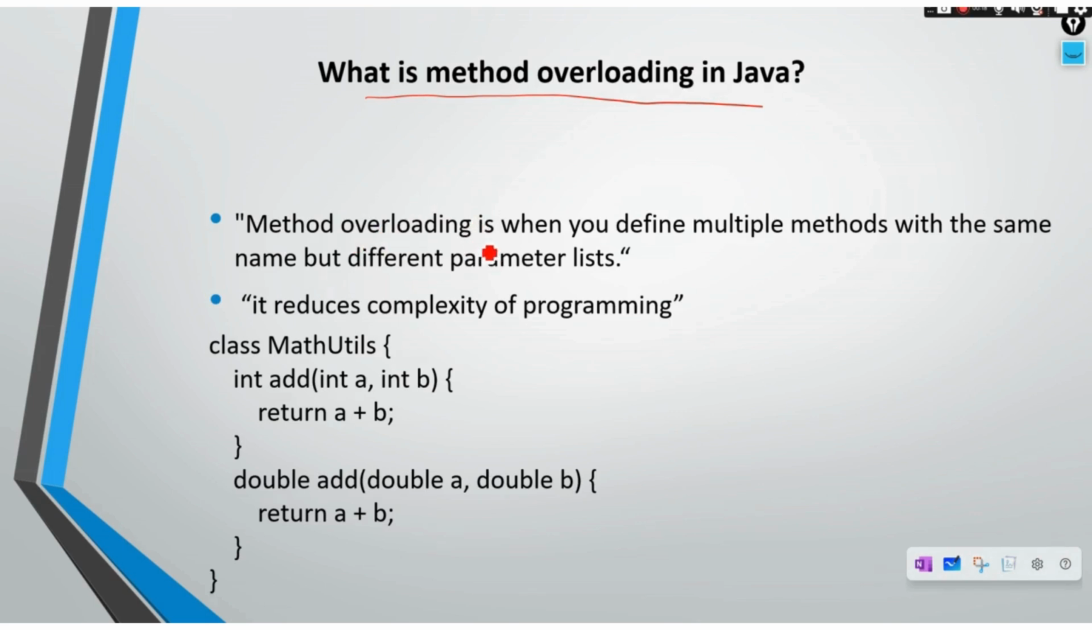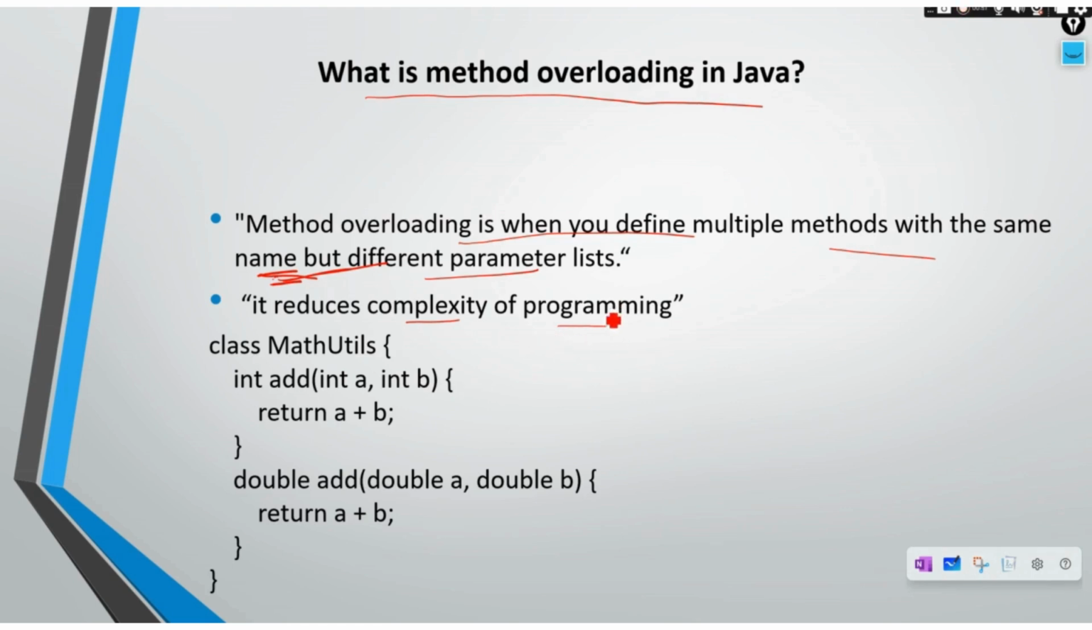Overloading means defining multiple methods with the same name but a different parameter list. What is the advantage of it? It reduces the complexity of programming. You might ask how it reduces the complexity.